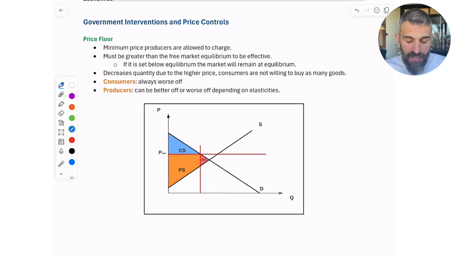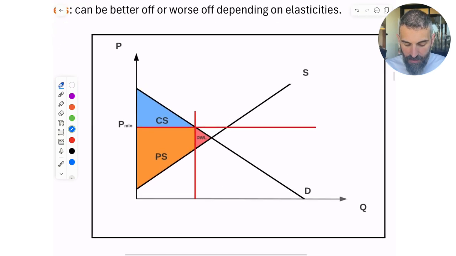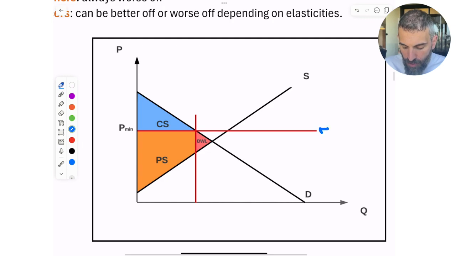Now, what are the effects? The effects are that, first of all, the price is higher, obviously, and because the price is higher, the quantity will be lower. Consumers are not willing to buy as much anymore because the price is higher. So you can see in the graph here that by forcing the price to be higher, the quantity decreases from Q1, which is the equilibrium, to Q2.